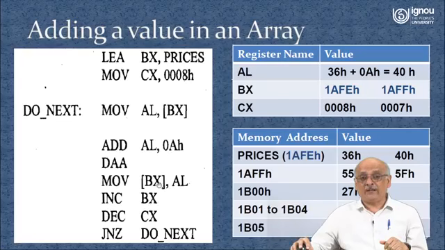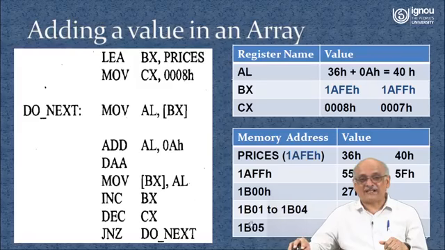Increment BX. Now remember, when we say [BX] in brackets, it means whatever is pointed to by BX. When I increment BX, I am telling the compiler to now move from this location to the next location. I have added 1 to it. BX contained 1AFE; when I said increment BX, it became 1AFF, and now it contains 55H. So BX is now pointing to the second location.